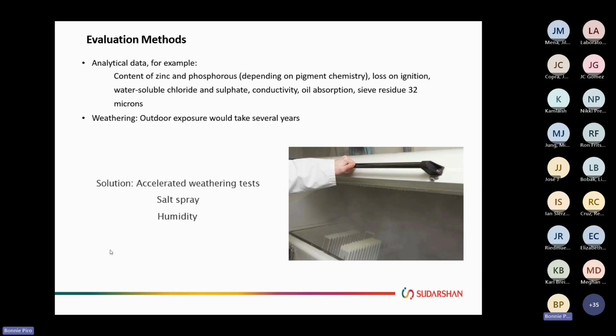Those of you who are readily using anti-corrosive type pigments are very familiar with these types of test methods. Typically, accelerated testing, salt spray and humidity, is done to, quote unquote, speed up the process. Certainly outdoor weathering is done, but sometimes we can't always wait for that time.